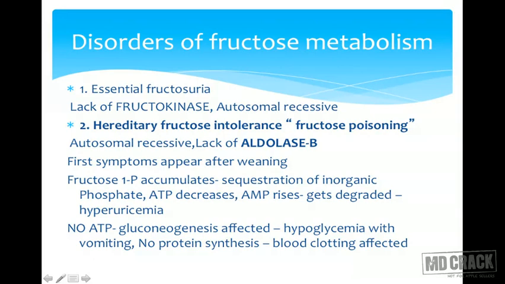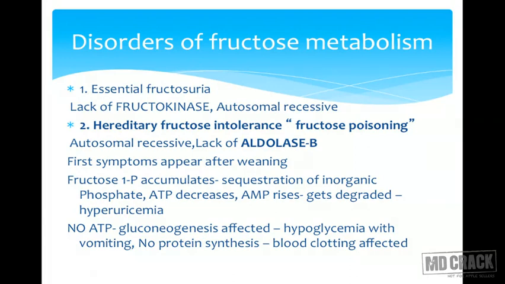Remember, there is no ATP, so gluconeogenesis is affected. Especially in a baby, gluconeogenesis is required for maintaining the blood glucose levels early in the morning. So fasting hypoglycemia occurs, plus there will be vomiting also. There won't be any protein synthesis, blood clotting will be affected. All these things happen because there is no ATP.